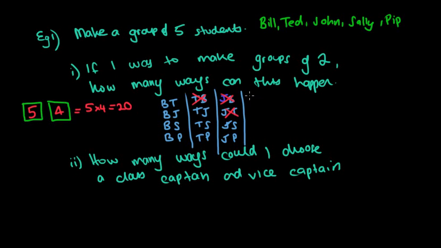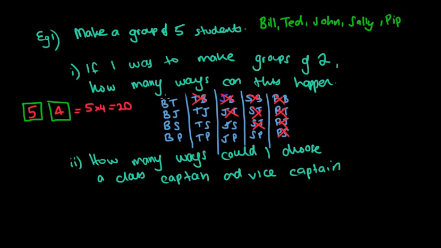Now again, we start with Sally. We've got Sally and Bill. We've got Sally and Ted. Sally and John. Sally and Pip. I'm going to cross out Sally and Bill because that's the same as Bill and Sally. Sally and Ted, Ted and Sally. Sally and John, John and Sally. Okay, and the very last one we've got is Pip. We've got Pip and Bill, which we know is the same. Pip and Ted, which is the same as Ted and Pip. Pip and John, which is the same as John and Pip. We've got Pip and Sally, which is the same as Sally and Pip. So all those ones are the same also.